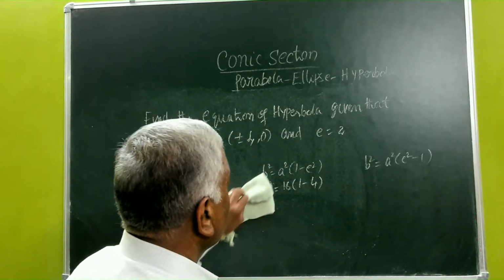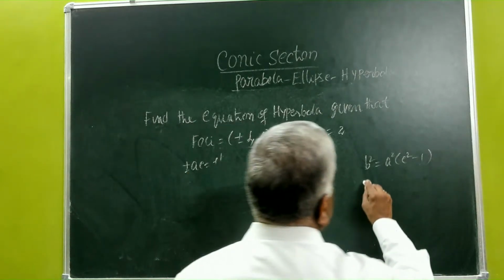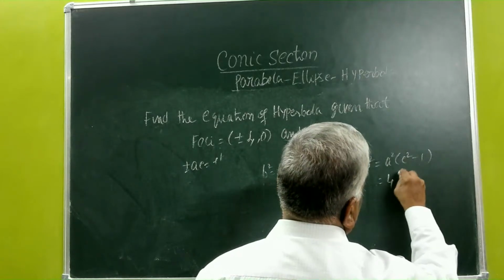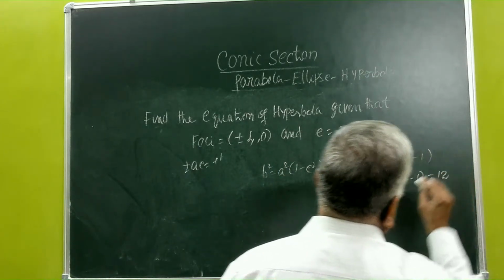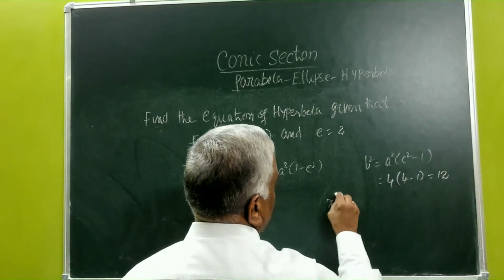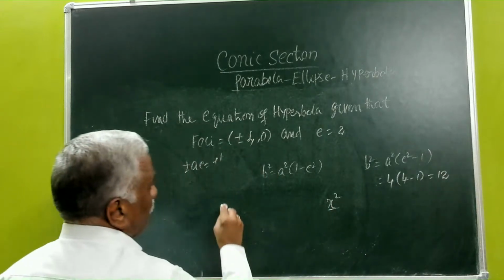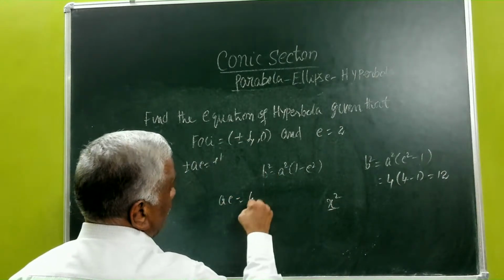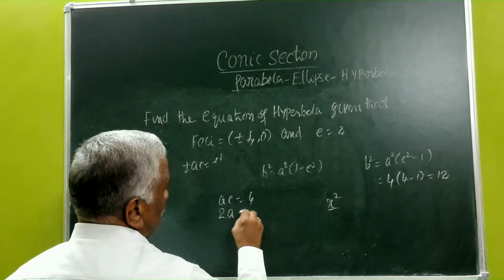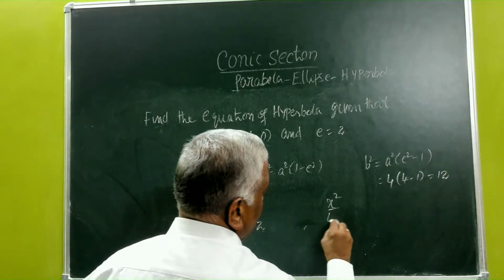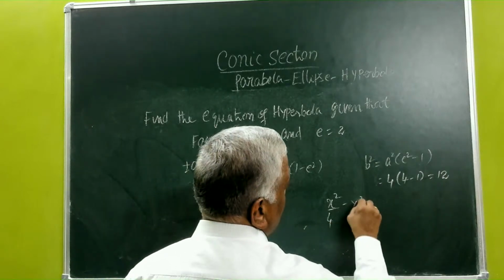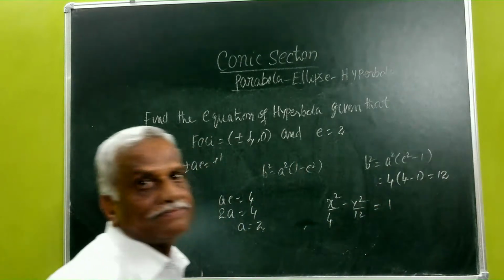No, sorry, hyperbola. So b square is equal to 4 into 4 minus 1, so b square is equal to 12. So what is our answer? We have to find a. ae is equal to 4, e is equal to 2, so 2a is equal to 4, a is equal to 2. So what is the answer? x square by 4 minus y square by 12 is equal to 1.